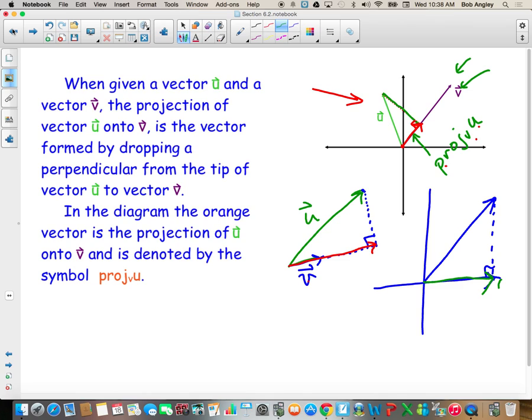Okay, now let's go back to this for a minute. I just want to read it so we make sure we got it. Given a vector u, that's this vector right here, and a vector v, the purple-looking vector here, the projection of u onto v is the vector that's formed by dropping a perpendicular from the tip of u to the vector v. In the diagram, the orange vector right there is the projection of u onto v, and is denoted by the symbol. The projection of u onto v is how this is read.